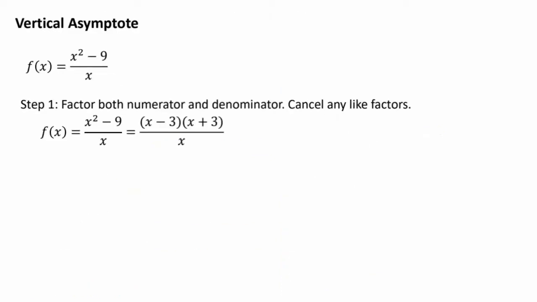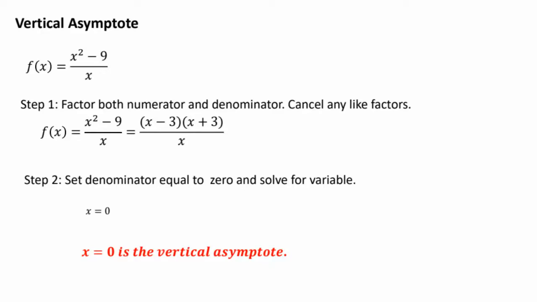Again, I spoke about this, but when you're finding the vertical asymptotes, you always want to factor both the numerator and denominator to see if anything cancels. And again, I saw that this is a difference of squares, with x minus 3 and x plus 3. Nothing cancels. So again, my only vertical asymptote is x equals 0.